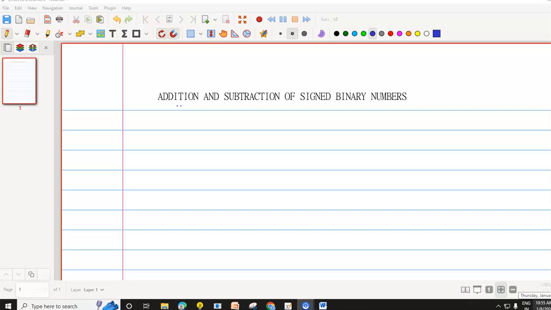Hello everyone. Today we will understand addition and subtraction of a signed binary number. In the last video we have seen how a decimal number is converted into a binary number. So how do we do it? Each position has a weight based on a power of 2, and by adding the weighted values of each bit that is 1, we convert a binary number into decimal form.